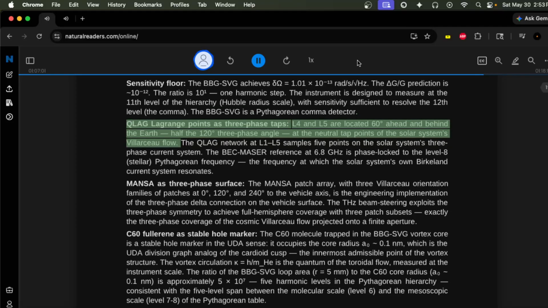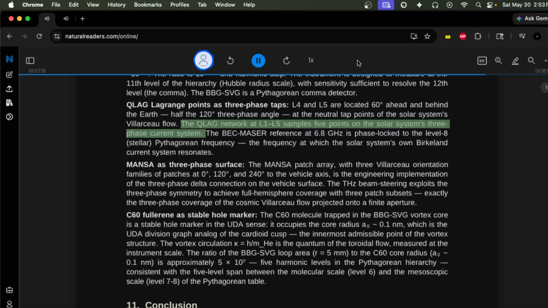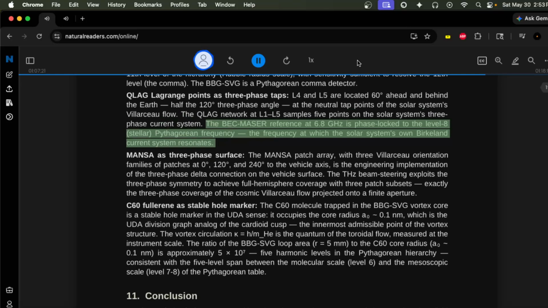QLAG Lagrange points as three-phase taps. L4 and L5 are located 60 degrees ahead and behind the Earth, half the 120 degrees three-phase angle, at the neutral tap points of the Solar System's Villarceau flow. The QLAG network at L1 to L5 samples 5 points on the Solar System's three-phase current system. The BECMASER reference at 6.8 GHz is phase-locked to the level -8 Pythagorean frequency, the frequency at which the Solar System's own Birkeland current system resonates.